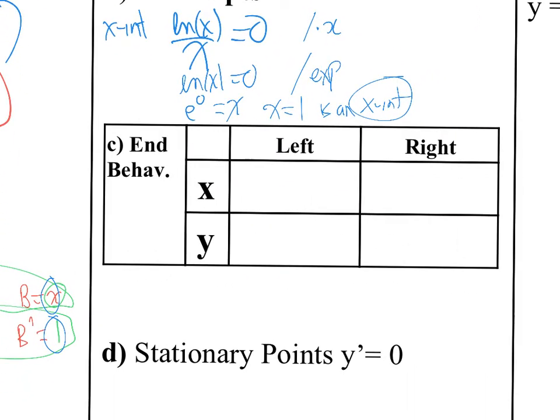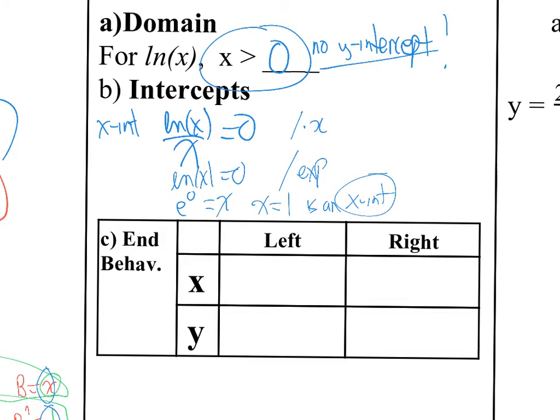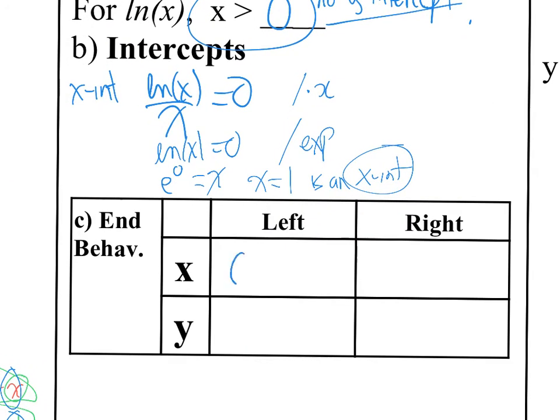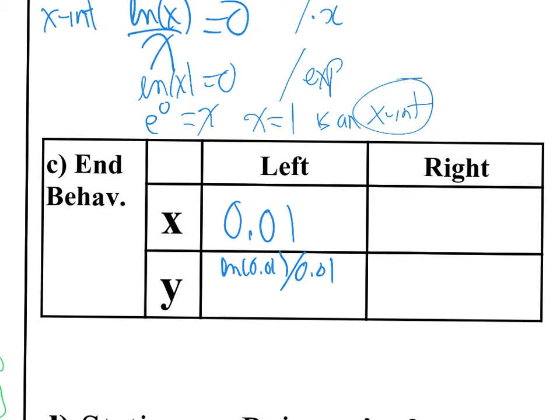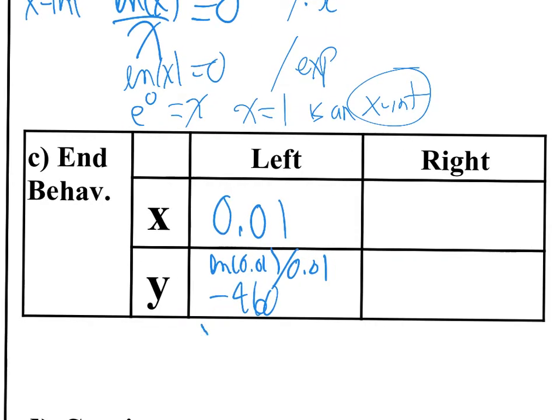All right, let's look at our end behavior. The furthest we can go to the left is 0, but we can't actually go to 0 because you can't take the ln of 0. So I'm just going to write something like 0.01, as an approximate value. Then that's going to be ln of 0.01 divided by 0.01. What does that equal? Well, let's go to our calculator and see. Okay, so that is negative 460 or so. So that means there's a VA at x equals 0.